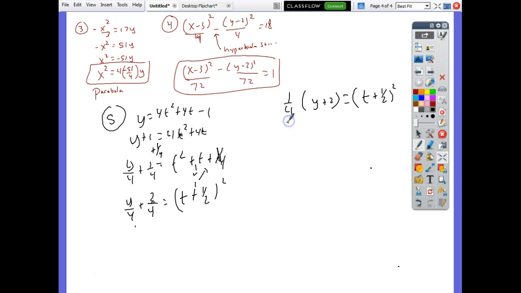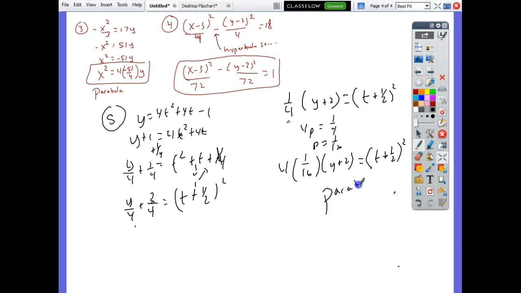Now this has to be 4p, right? So I'm going to say 4p equal to 1/4, or p equals 1/16, agreed? So I'm going to get 4 times 1/16 y plus 2 equals t plus 1/2 squared. And that tells me for sure it's a what? And then we've got it ready to graph.